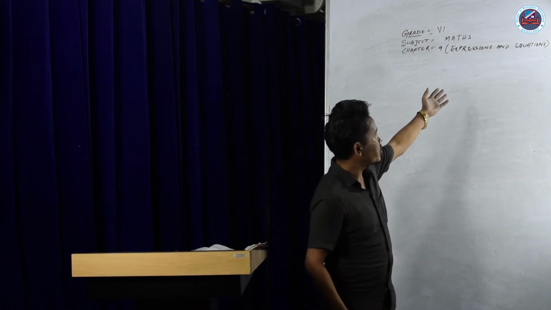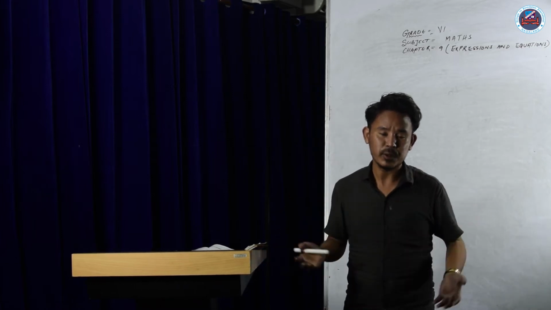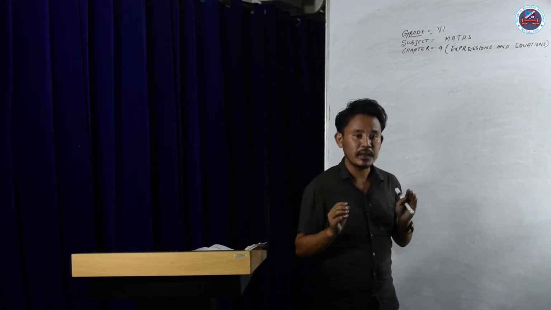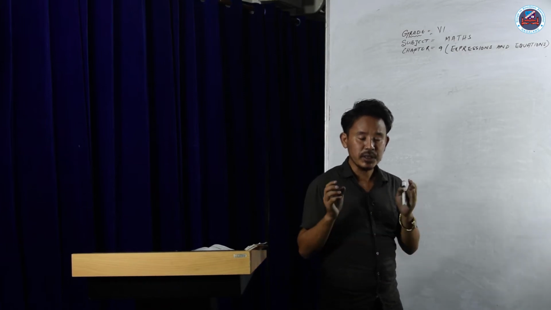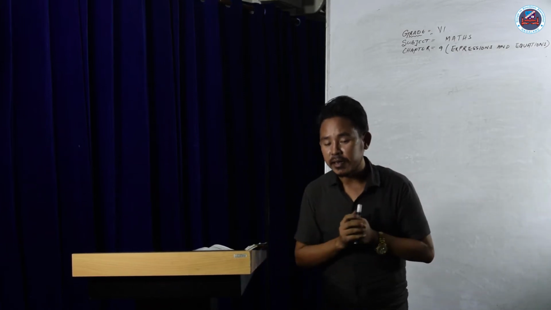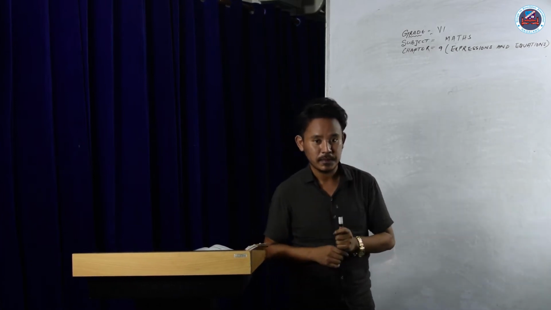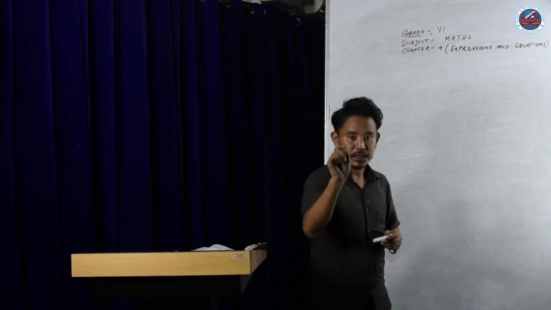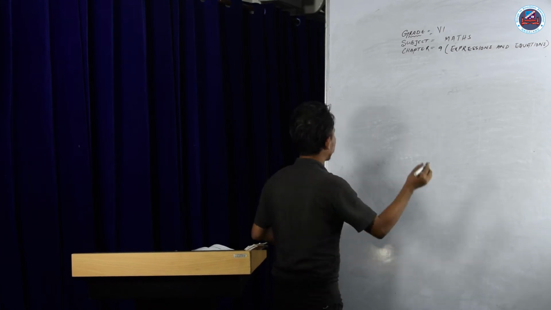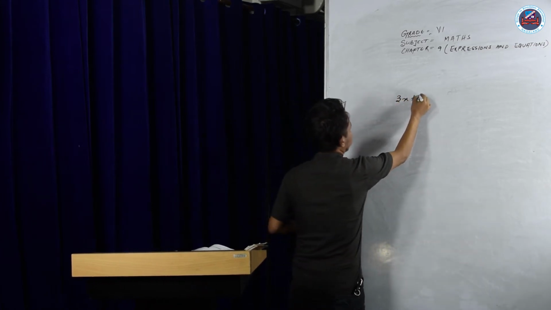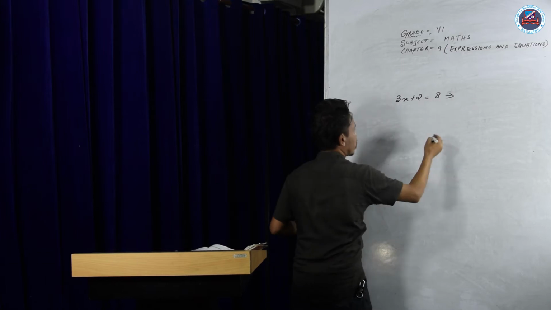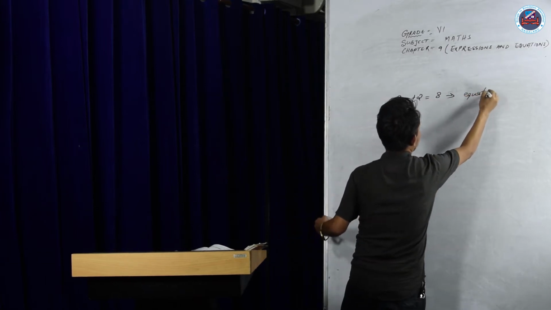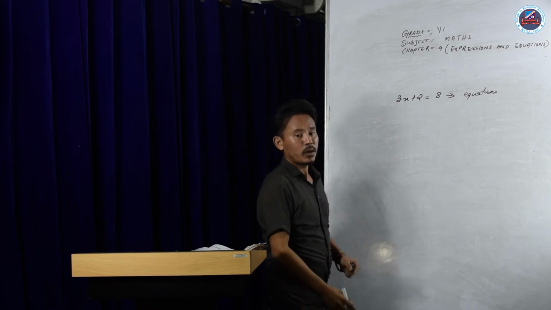What actually do we mean by expressions and equations? What is an equation? To make it simple and easy for you to understand, an equation contains numbers and letters, but it also has an equal sign. At the same time, there is an equal sign. Just an example: 3x plus 2 equals 8 is an equation.